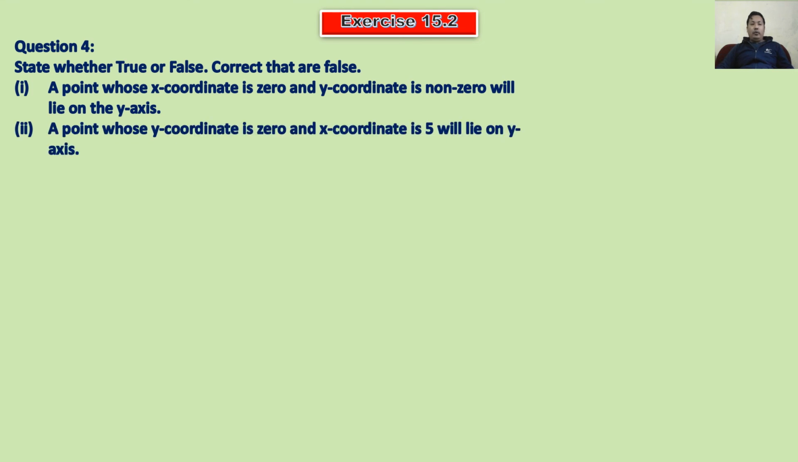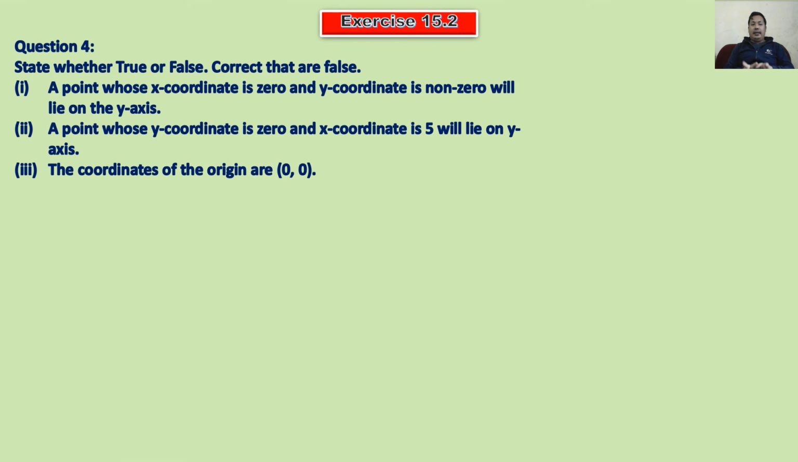A point whose y coordinate is 0 and x coordinate is 5 will lie on the y-axis or not. Means if the y value is 0 and the x coordinate is 5, means 0 and 5, will it be on the y-axis or x-axis? I mean, they are not asking whether on y or x, but they are saying directly on the y-axis. It is true or false. Okay, true or false. And the first one is also asking you that if the x coordinate is 0 and y is non-zero, will it be on the y-axis, yes or no. That's all. And next question is the coordinates of the origin are 0 and 0.